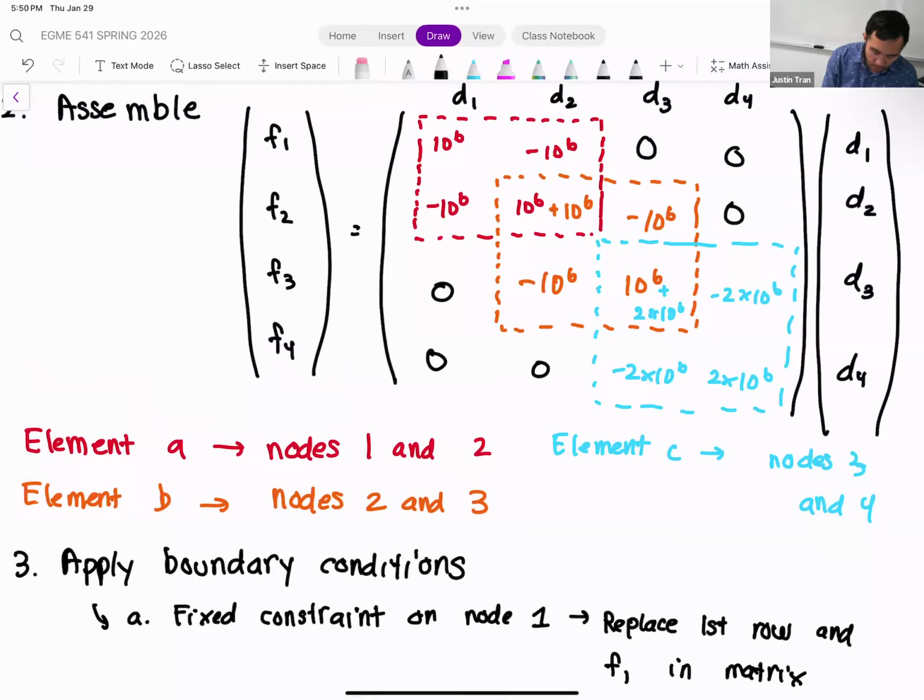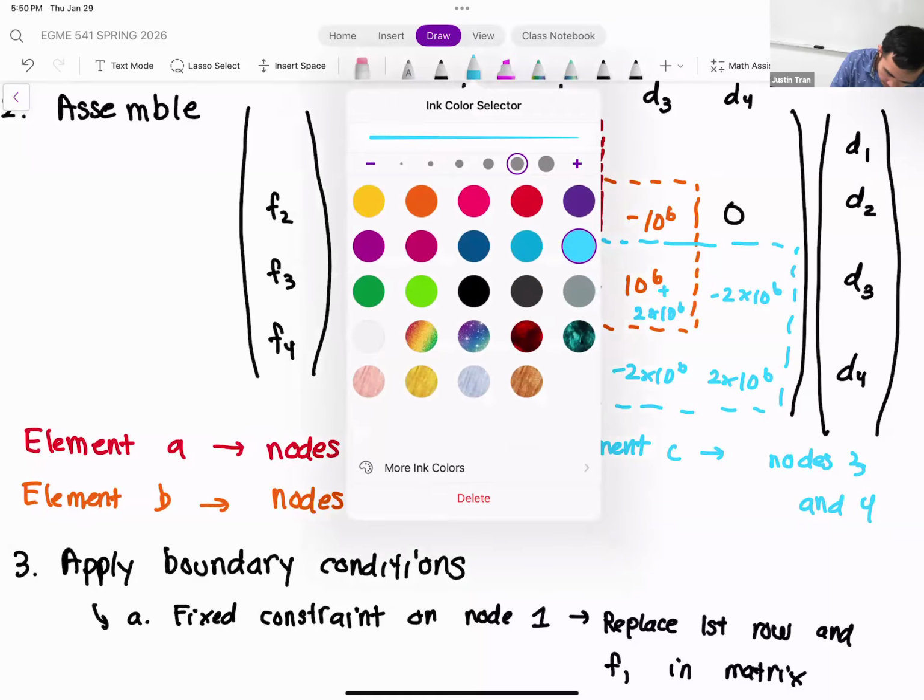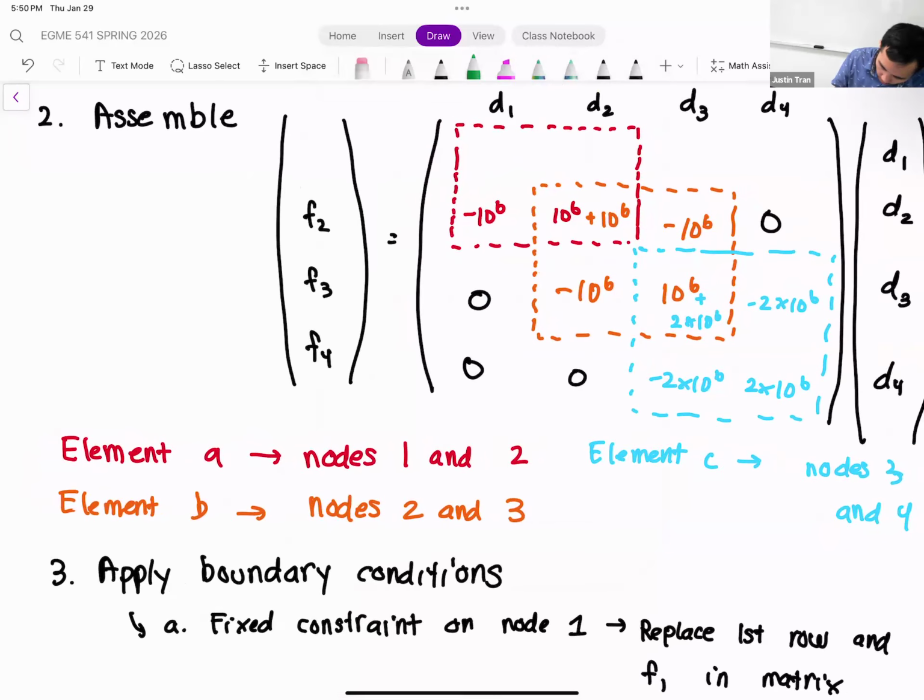All right, so let's go ahead and do that while I have both in the same image here. So the first row, instead of 10 to the 6, minus 10 to the 6, 0, 0, we're going to go ahead and erase these. First thing we're going to do, let me change colors to green. So we're going to replace the first row. Remember, we're going to put a 1 in the diagonal and zeros everywhere else.